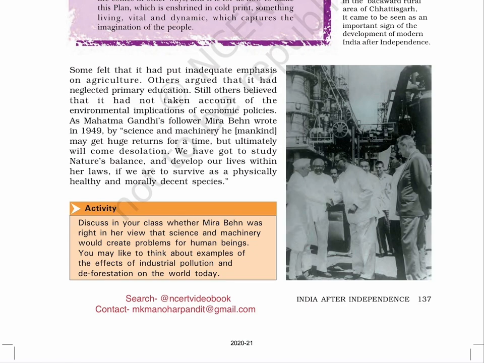As Mahatma Gandhi's follower Miraben wrote in 1949, by science and machinery, mankind may get huge returns for a time, but ultimately will come desolation. We have got to study nature's balance and develop our lives within her laws if we are to survive as a physically healthy and morally decent species.